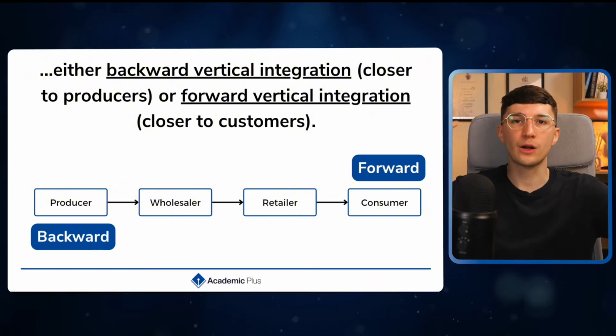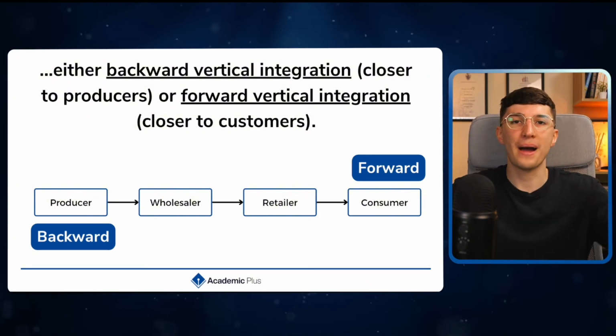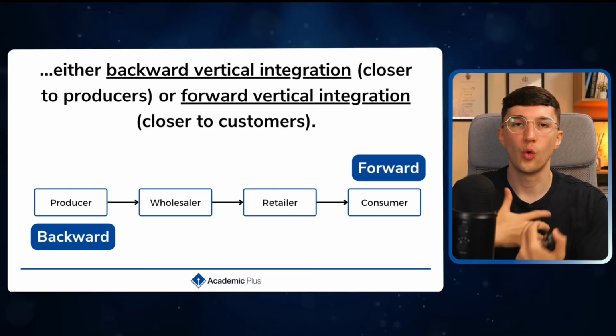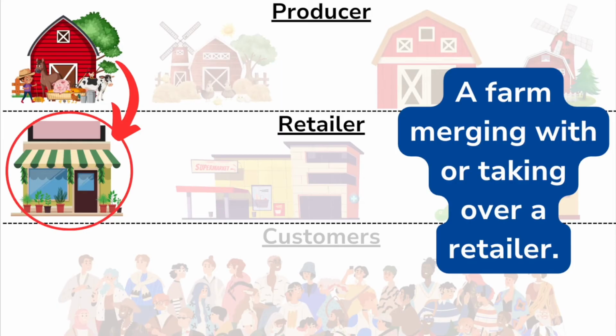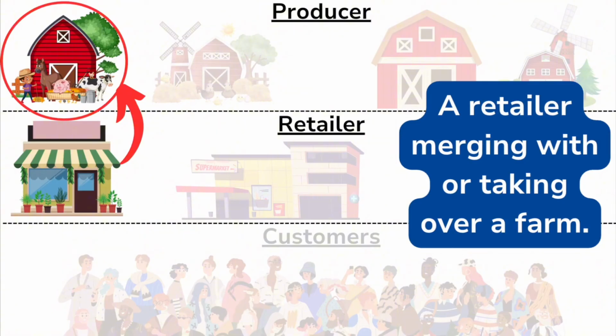But when we look at backwards integration, you're looking further back down the supply chain, so where the raw materials were made. So looking at this supply chain as we did earlier, well, forward integration would be a farm merging or taking over a retailer. Backwards vertical integration, well, this is when the retail shop may take over a farm.